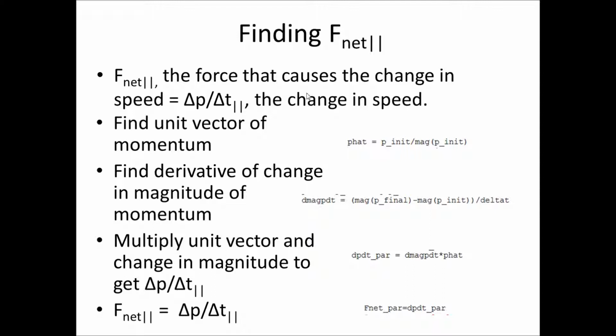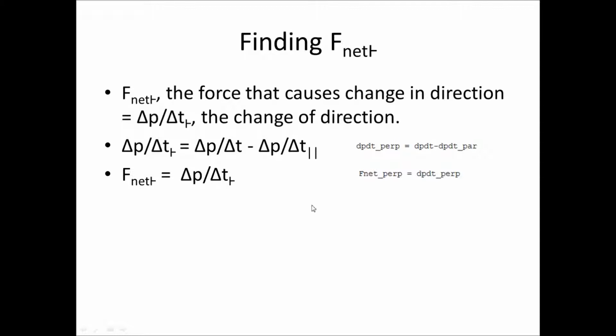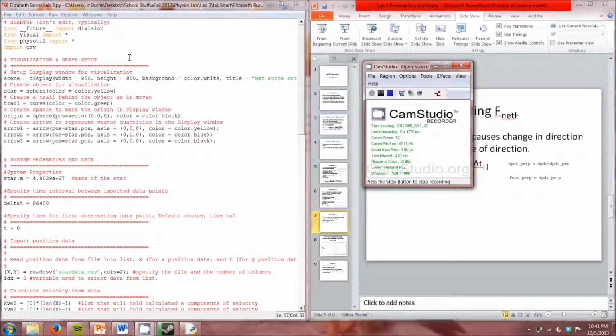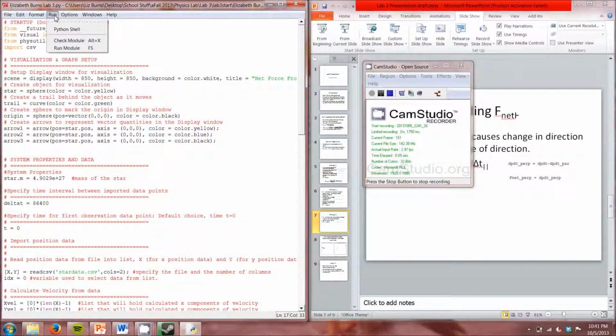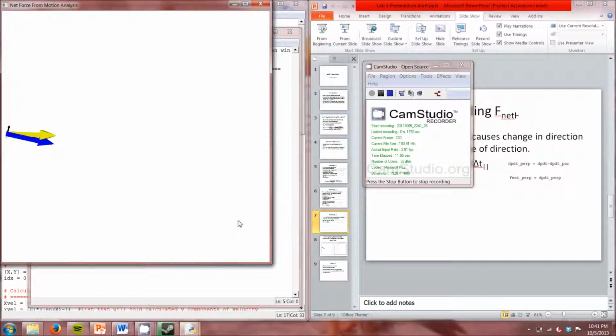Fnet perpendicular is the force that causes a change in direction and is equal to dp over dt perpendicular, the change of direction. Because the perpendicular and parallel components together equal the total net force, I calculated dp over dt perpendicular by subtracting the parallel component from the total net force. Again, in accordance with Newton's second law, I set dp over dt perpendicular equal to Fnet perpendicular. All of these calculations were put in a loop, and Fnet parallel and perpendicular were calculated for all position points. These values were used to create this model, which visualizes the net force and components over time.